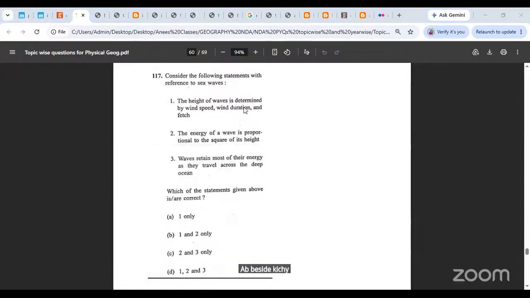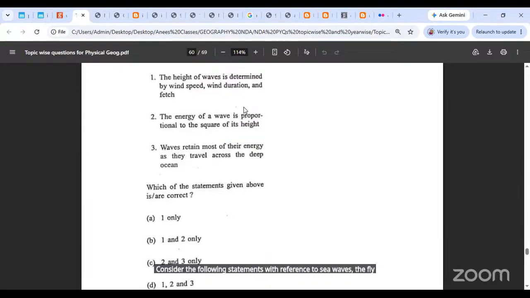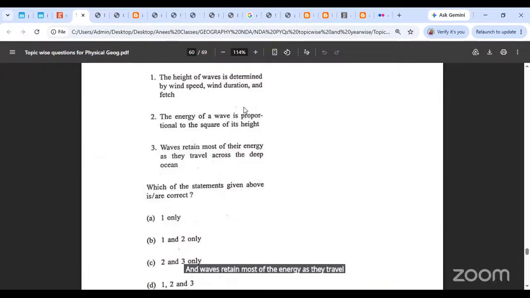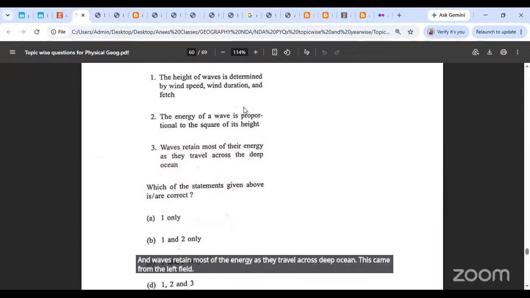ये देखिए, consider the following statements with reference to sea waves. दिखा है आपको. Good. The height of the waves is determined by the wind speed, wind duration, and fetch. The energy of the wave is proportional to the square of its height, and waves retain most of their energy as they travel across deep ocean. This came from the left field. आपकी NCERT की बुक में कहीं भी इसका रेफरेंस नहीं है. This is a proper CSAT question. ये सिविल सर्विसेज के प्रिलिमिनरीज में पूछा जाने वाला क्वेश्चन है.